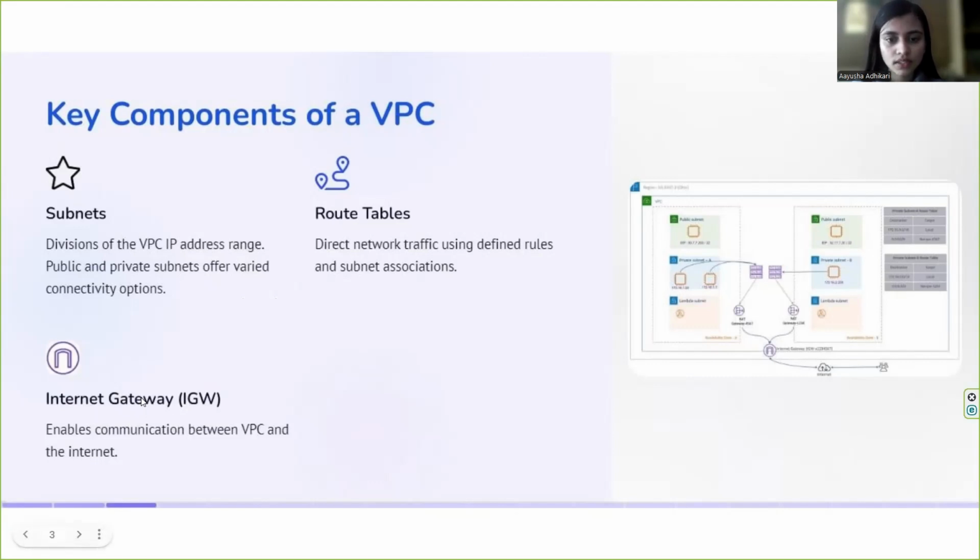An internet gateway is another component of VPC that allows public subnets to communicate with the internet. Without an internet gateway, resources inside your VPC cannot be accessed from outside. Private subnets do not use an internet gateway. They rely on NAT gateways or VPNs for external communication.